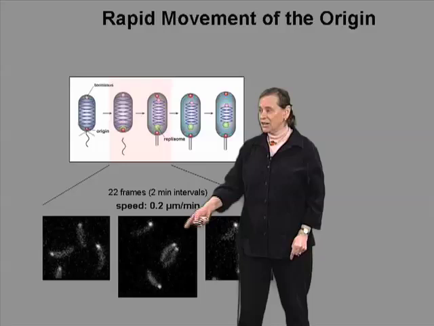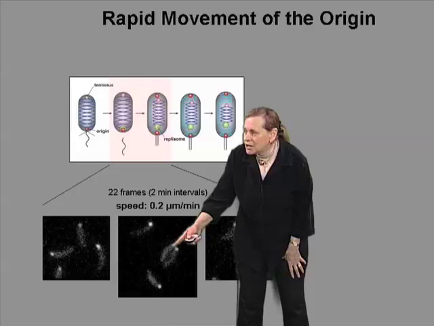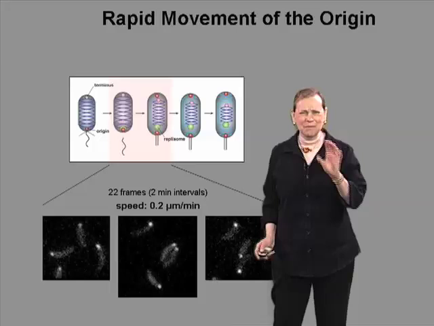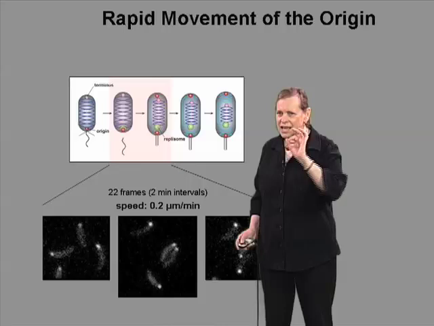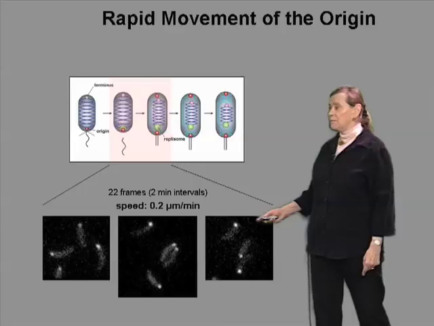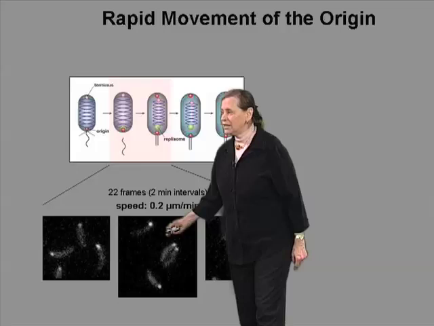And if you can watch this, here's a swarmer cell with the origins at this pole, and they are moving right down to the other end of the cell very rapidly. And when we first saw this, we just couldn't believe it. Remember, these cells are tiny, and we're looking at them in real time, living cells, and watching a newly duplicated segment of DNA harpoon across the cell and hit the other pole. And I show that in three different panels here. In each one, you can follow the origin of replication as it moves to the other pole.